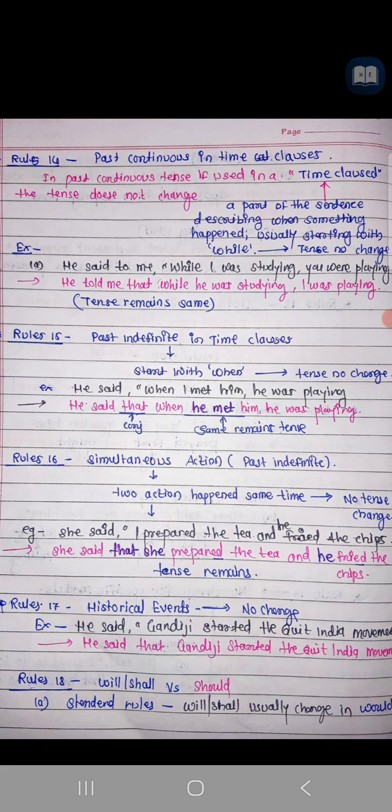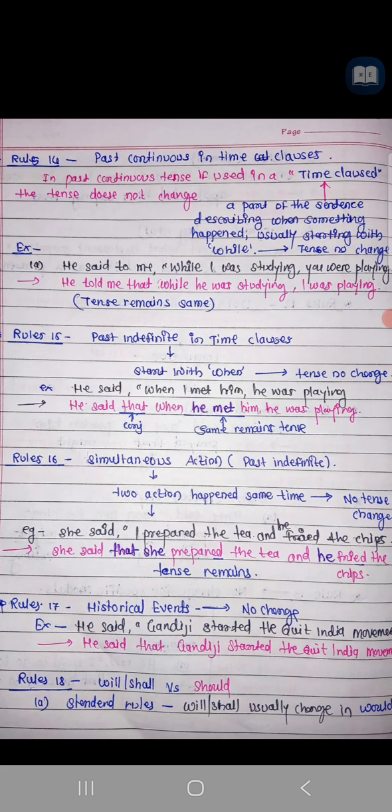Historical event. For example, he said, Gandhiji started the Quit India movement. When did the Quit India movement start? 8 August 1942. And Gandhiji was arrested by the British on the second day of the Quit India movement, 9 August 1942. So that moment already happened, which means it's a historical moment, definitely held in history. So no change, it stays the same: he said that Gandhiji started the Quit India movement.